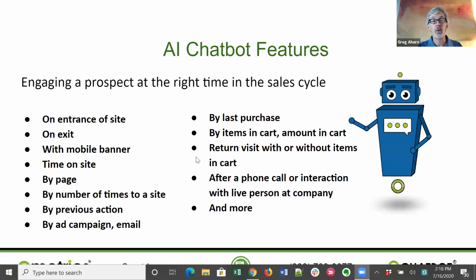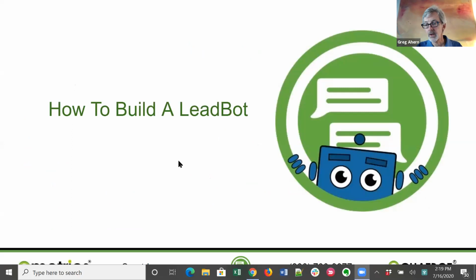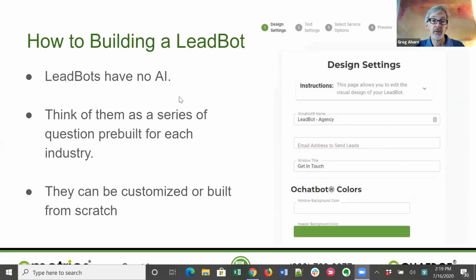And there's the whole thing about a chatbot, you have to engage the person at the right time in that sales process and that timeline, and that depends on where they are. So you're going to engage them differently on different pages with different types of questions. There's a whole slew of ways of engaging a person so that it engages correctly and they continue with the conversation. So Libot, this is a simple version of a bot.